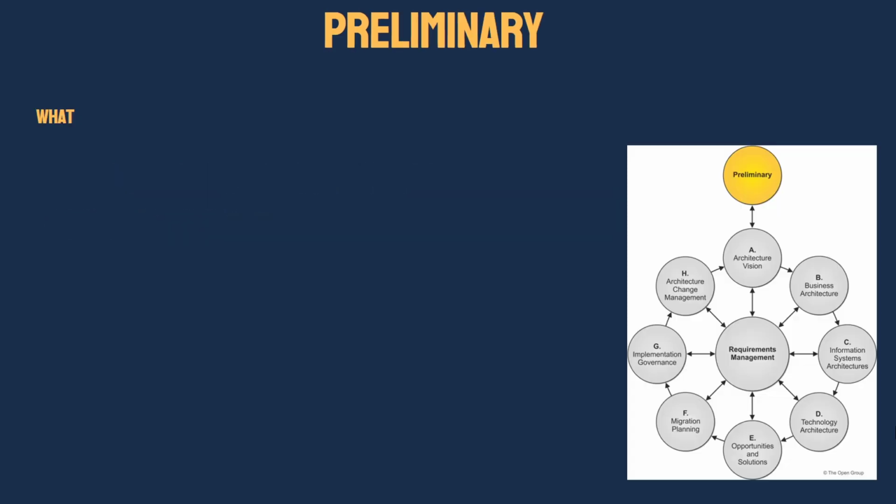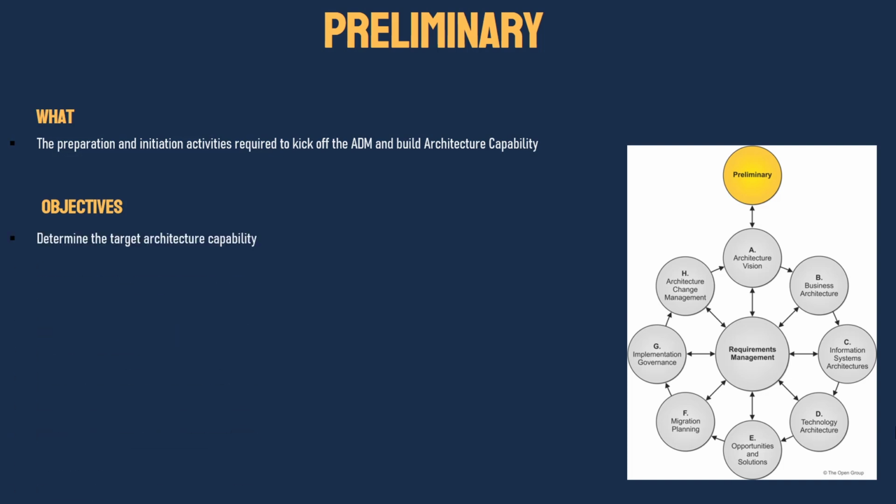Preliminary. Here is what the ADM looks like. We start with the preliminary phase. This is the preparation and initiation activity required to kick off the ADM and build a capability. Some of our goals include determining the target architecture capability and establishing the architecture capability.